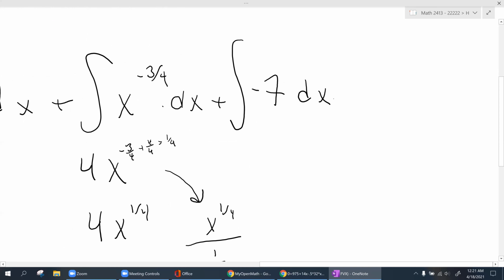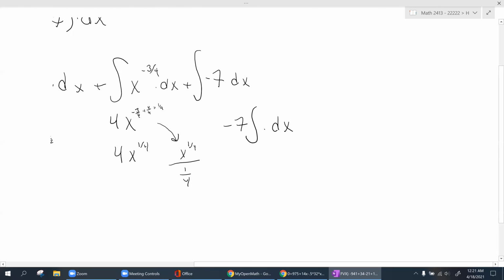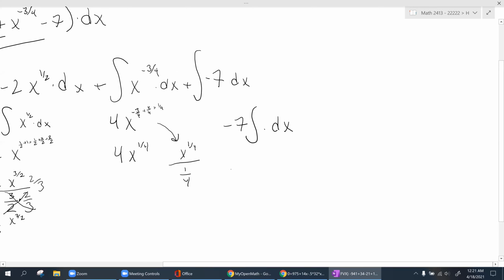The derivative of a constant. Whenever you have just this regular coefficient there by itself, one way you can look at it is you can factor out that negative 7. Negative 7 integral of dx. What do you think is going to go there? This here is going to be negative 7 times x.